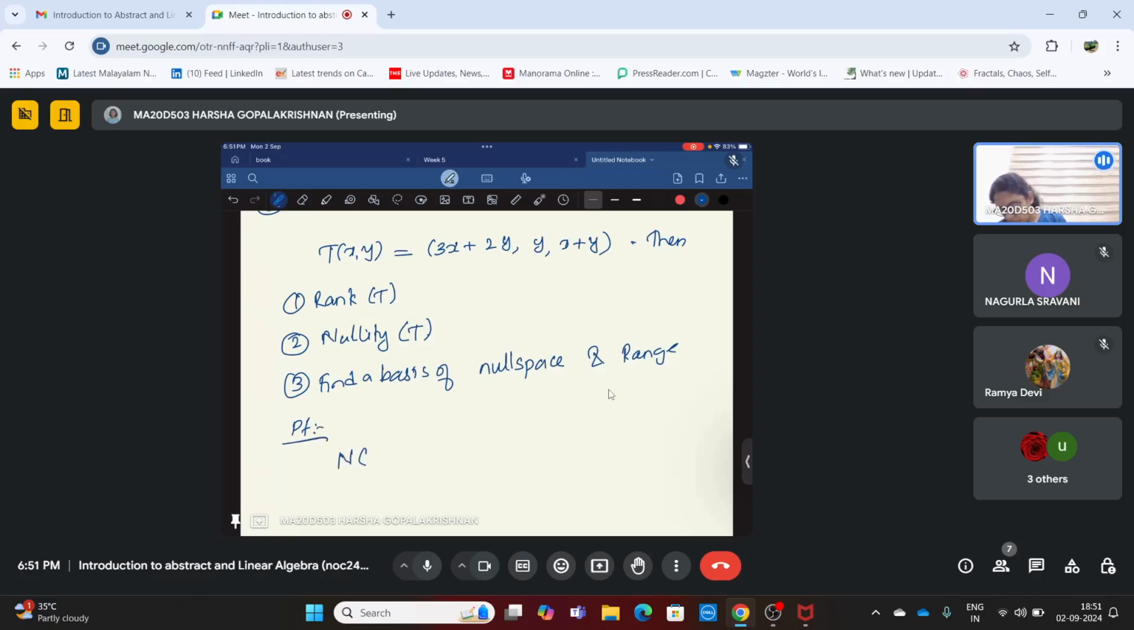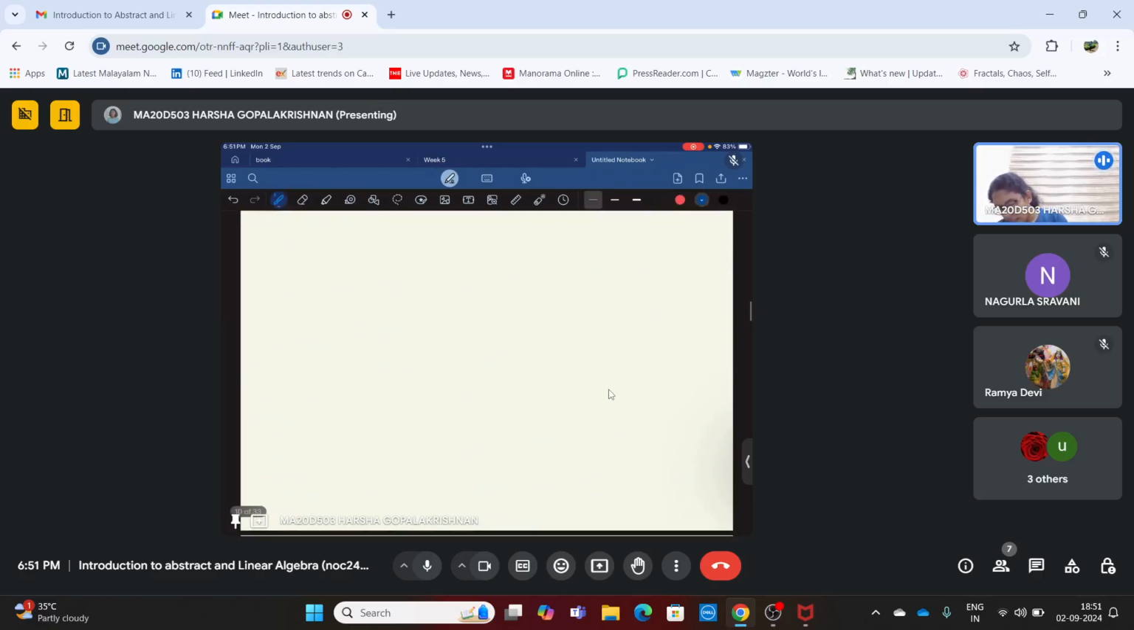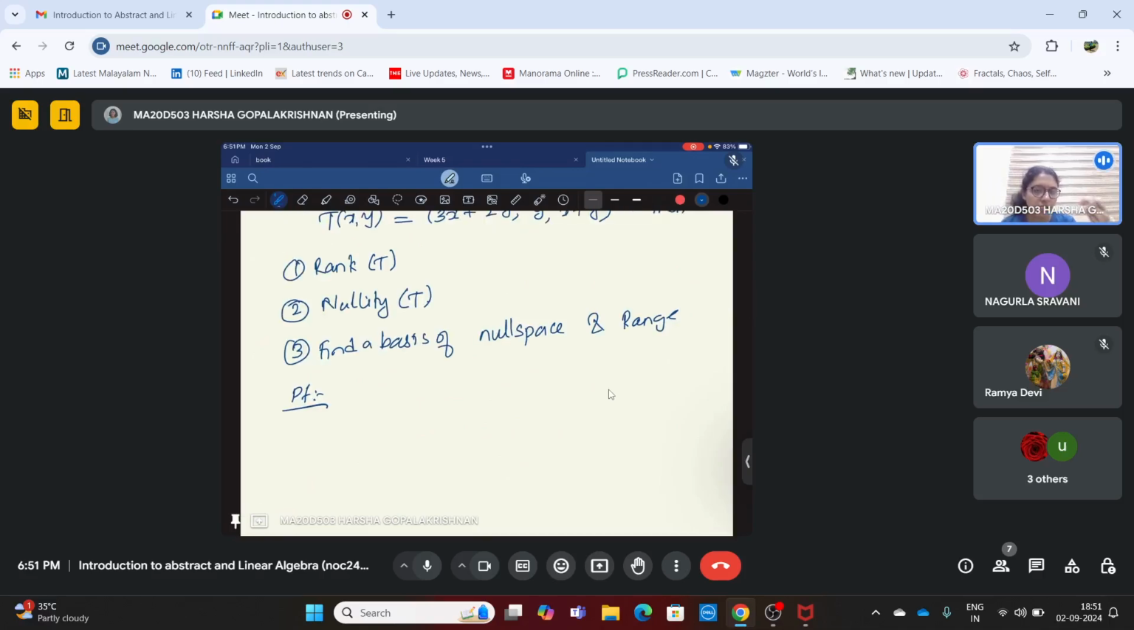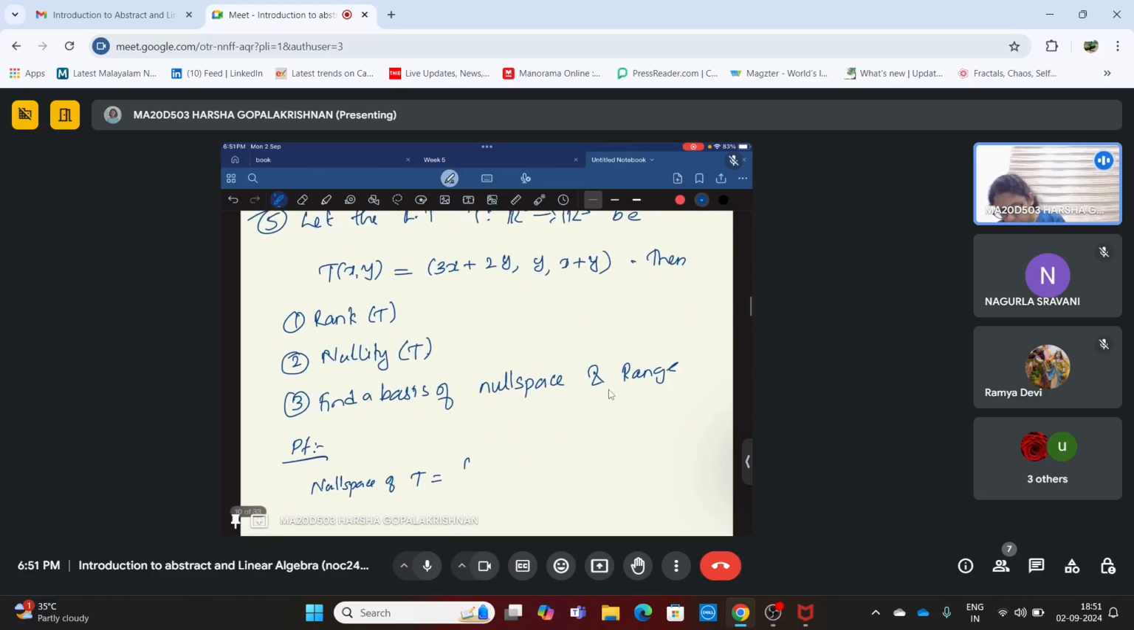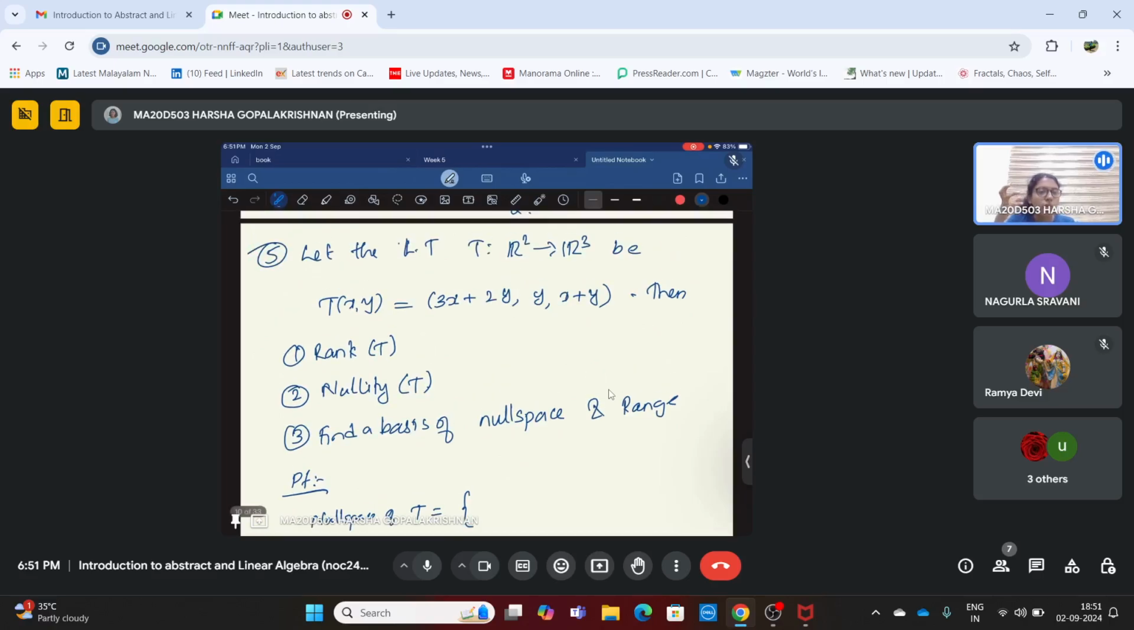Before finding nullity, let us see what the null space is. Nullity means the dimension of the null space. The null space of T is the collection of all elements (x, y) from the domain R2 such that it is mapped to 0. What is the 0 here? It is (0, 0, 0) from R3. It is going to 0 under T.